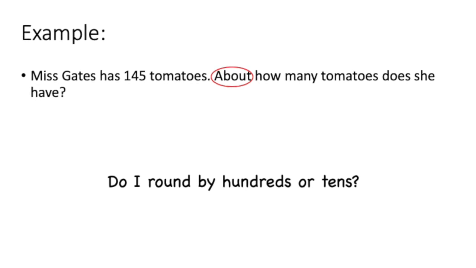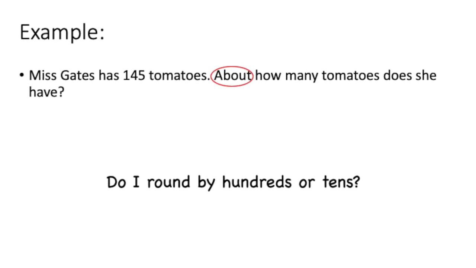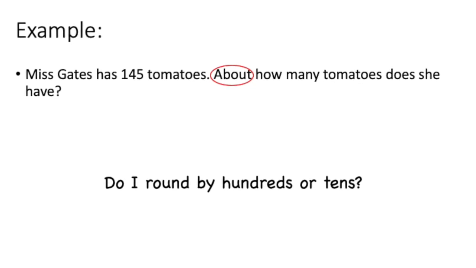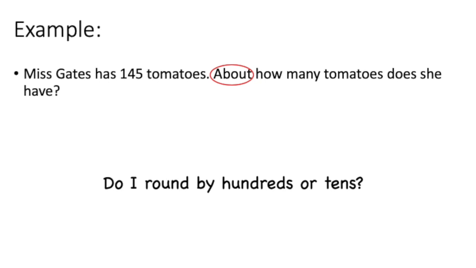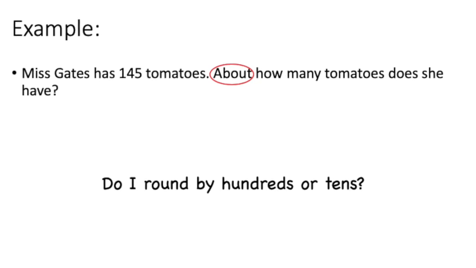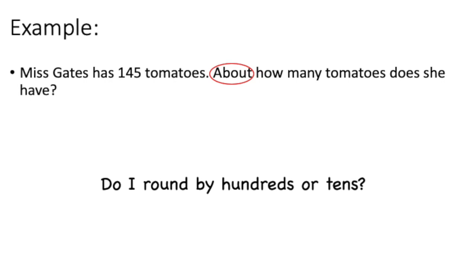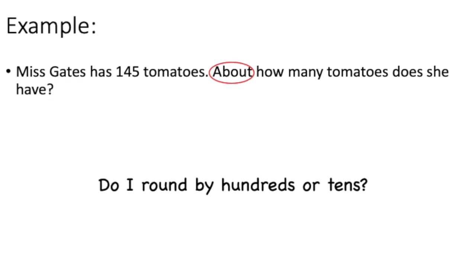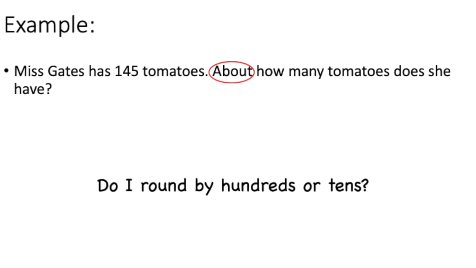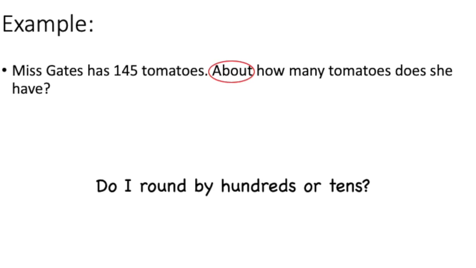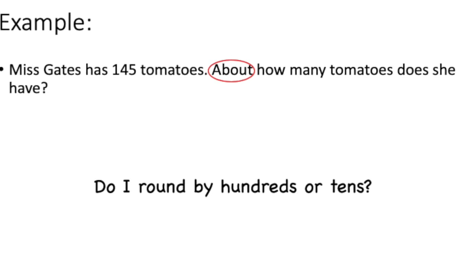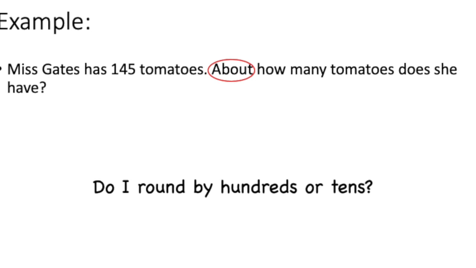So I have to make my own decision using my own math brain of whether or not I want to round by hundreds or tens. I will tell you right now, when you are in 3rd grade, unless the problem tells you explicitly or says it in the problem, round by hundreds or round by tens, you will always, always, always be okay choosing which one you round by, as long as you're reading the question carefully and you know it doesn't explicitly tell you to round by hundreds or round by tens.